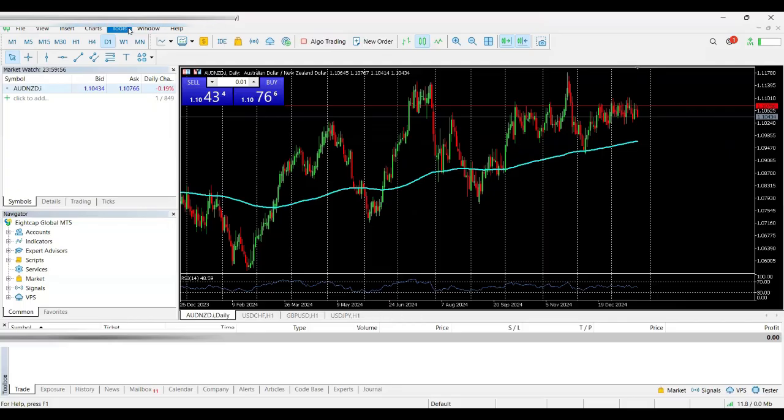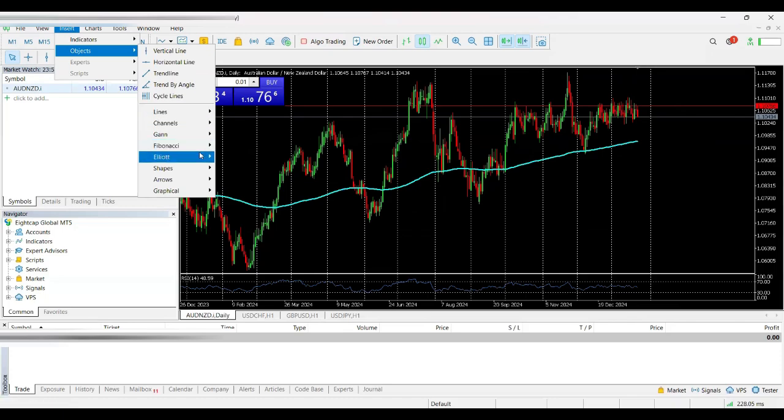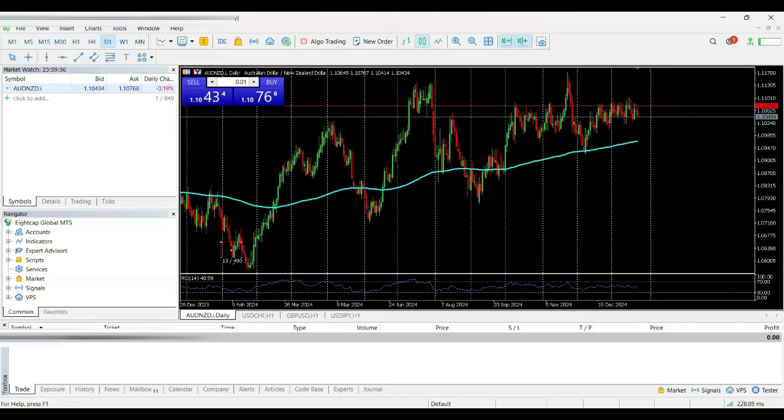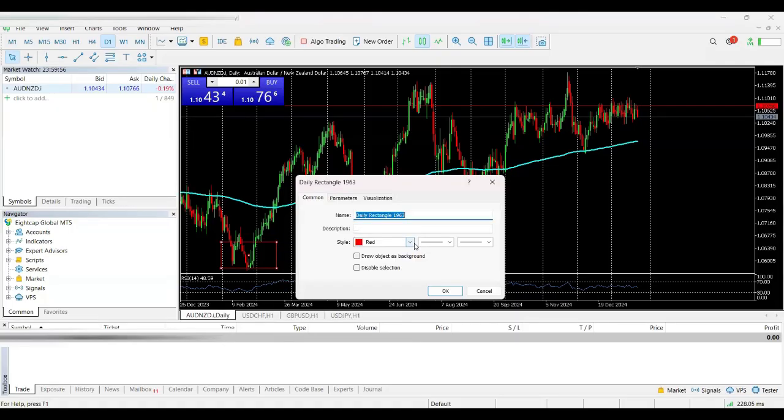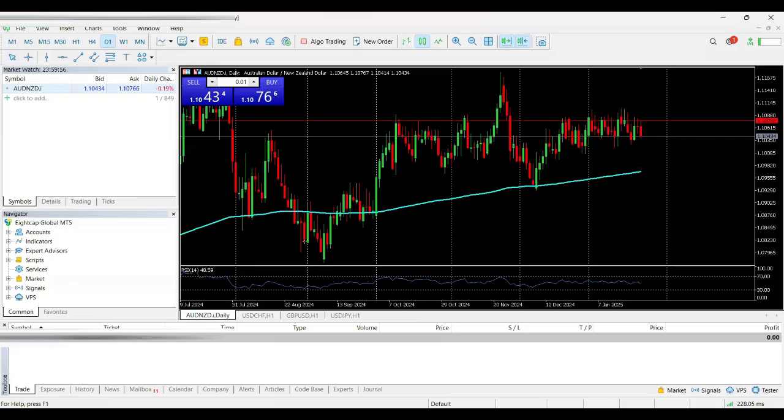So what you need to do is go to insert, go to objects, shapes, and click on your rectangle box. The rectangle box is going to look like this. And what you have to do is right click, properties, and then I like using blue. And then I want it to be a bit bigger. You want it to be filled. Click on rectangle box.